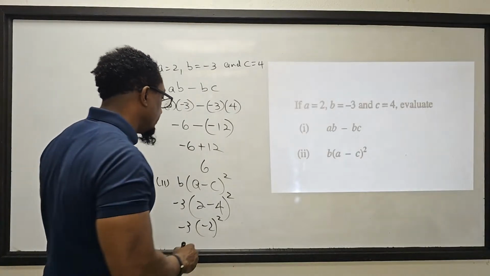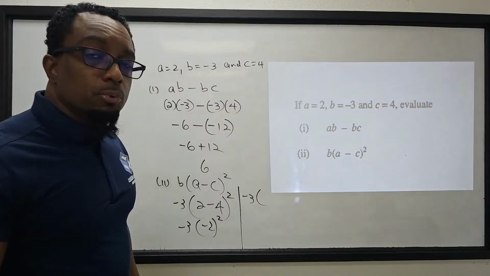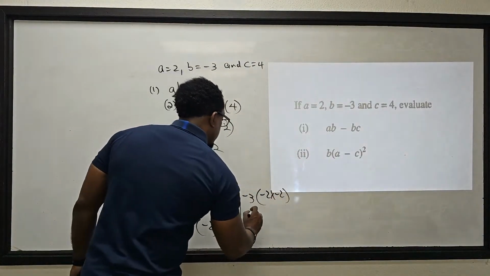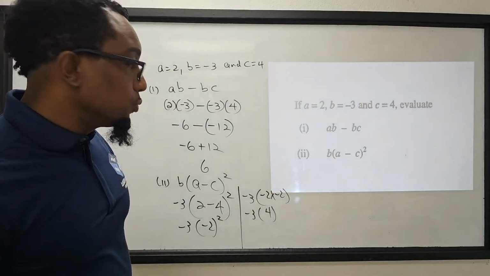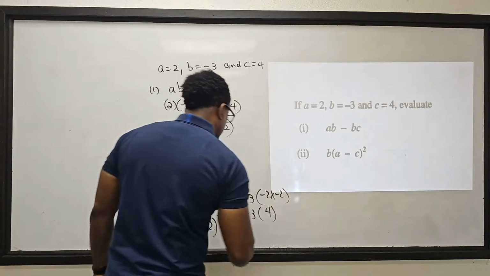So this will become -3. -2 squared, we know it's -2 by itself. This will be -3 times +4. -2 by -2 is +4. And -3 by +4 will give us -12.